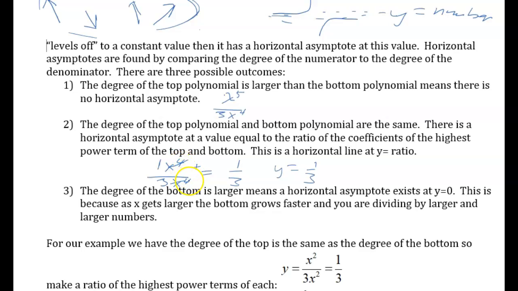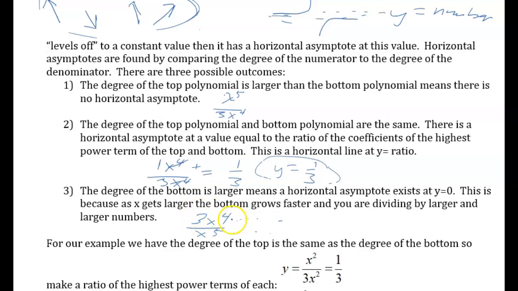So if the degree of the top is bigger, you don't have a horizontal asymptote. If the degrees are the same, write the leading term of the top, write the leading term of the bottom, and reduce that fraction, and that gives you your equation: y equals a number is your horizontal asymptote. When you're comparing two numbers, there are only three possible outcomes. The top one is bigger, the numbers are the same, or the bottom one is bigger. So if I had 3x to the fourth divided by x to the fifth instead, there could be other terms, an x cubed term, an x squared term, an x. You are just looking at the term with the highest power, the leading term, which has a coefficient in front of it.